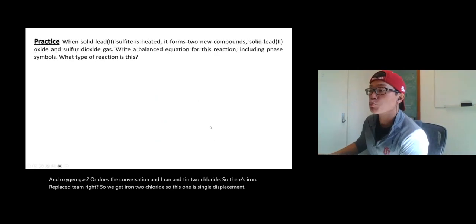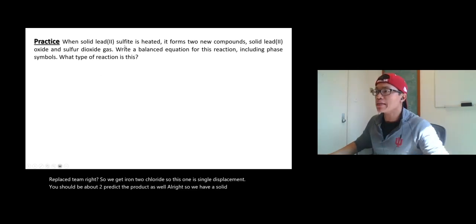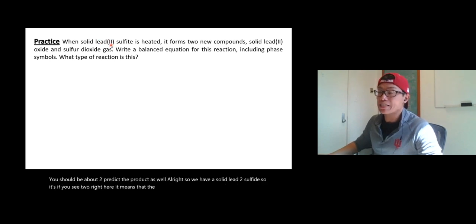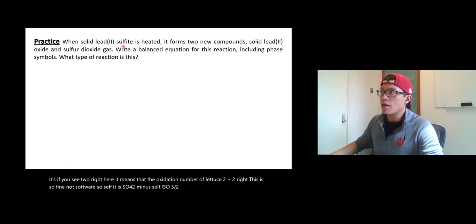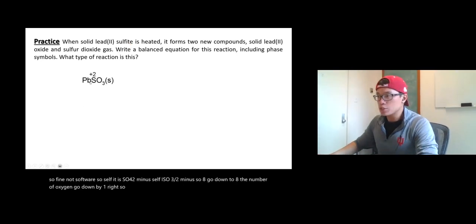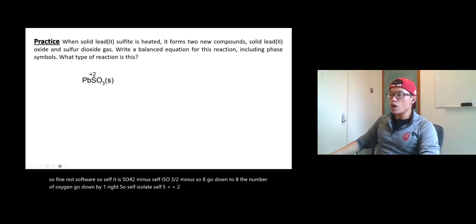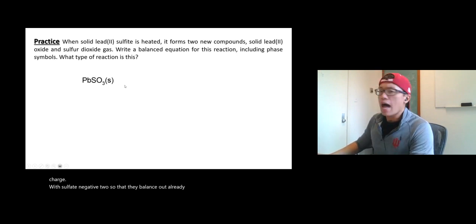You should be able to predict the product as well. So we have a solid, lead 2 sulfide. If you see 2 right here, it means the oxidation number of lead is +2. This is sulfide, not sulfate. Sulfate is SO4 2-, sulfite is SO3 2-, so the number of oxygen goes down by 1. Lead +2 and sulfide, same charge magnitude as sulfate, -2, so they balance out already. Just leave it as it is.